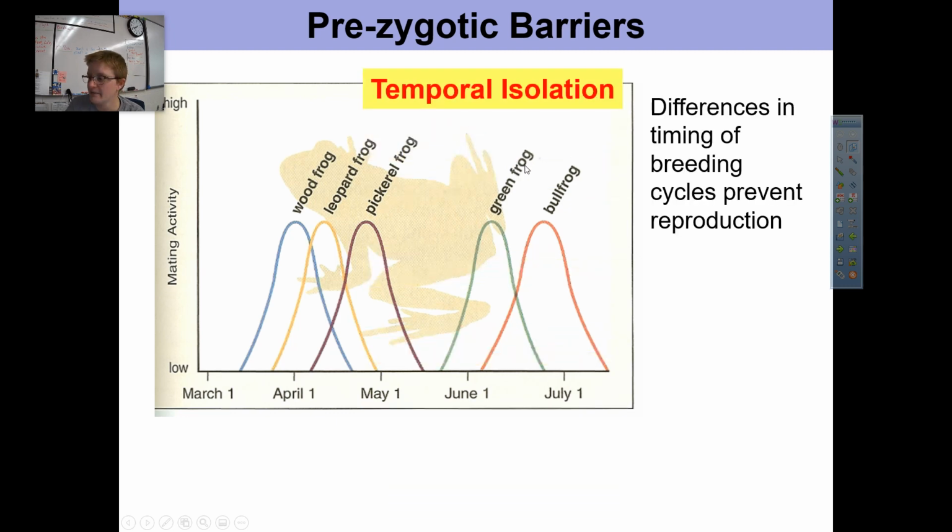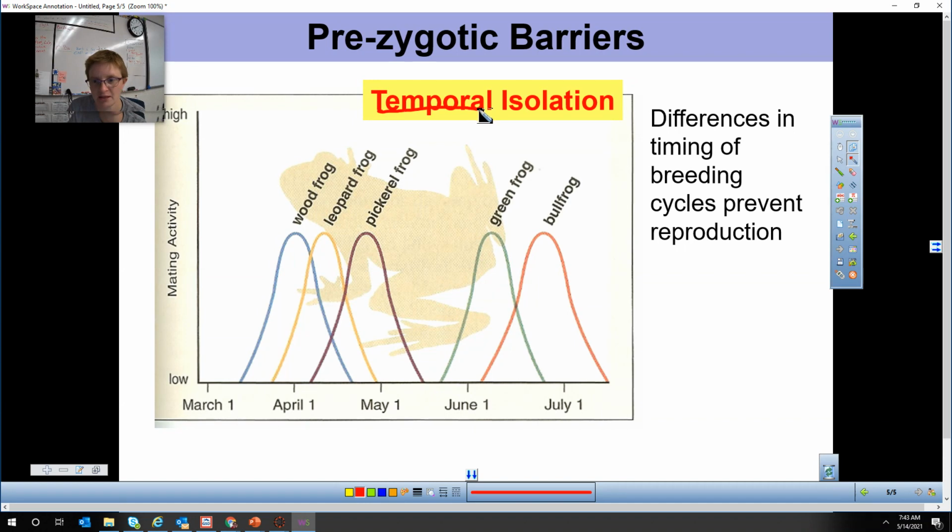The first pre-zygotic barrier that I want to talk to you about is temporal isolation. So say temporal. And I always want you to think temporal, time, temporal, time. It's more about breeding seasons, really. So this is differences in timing of the breeding cycles, and that prevents reproduction.